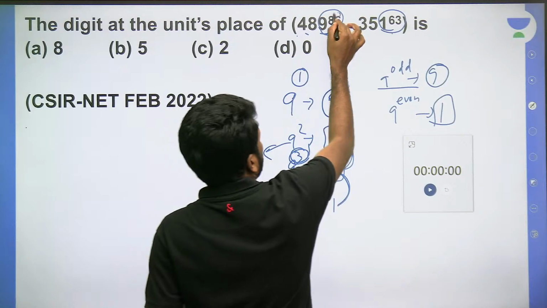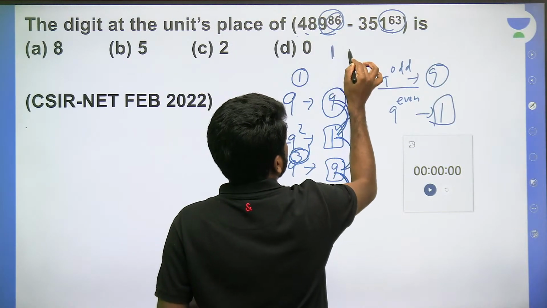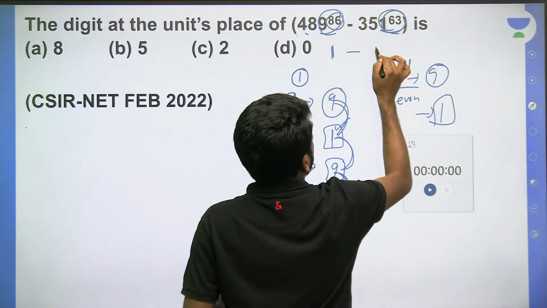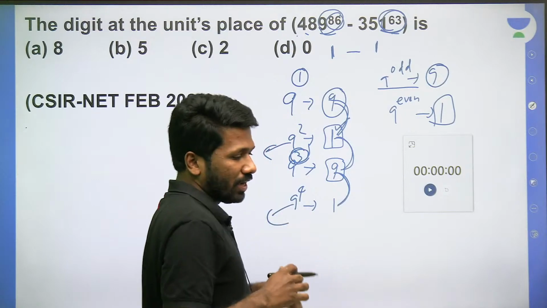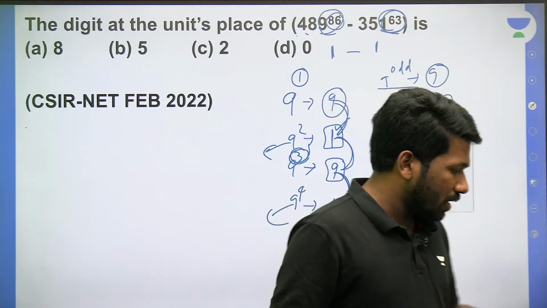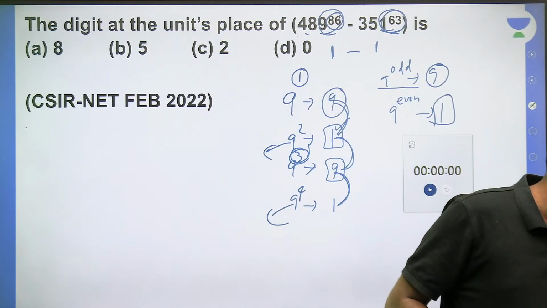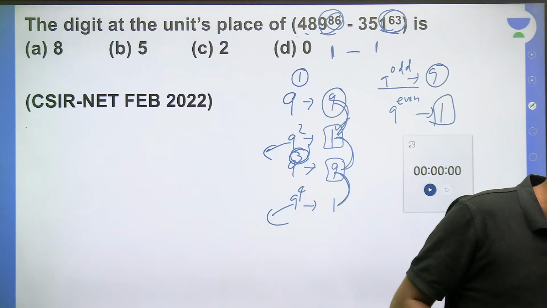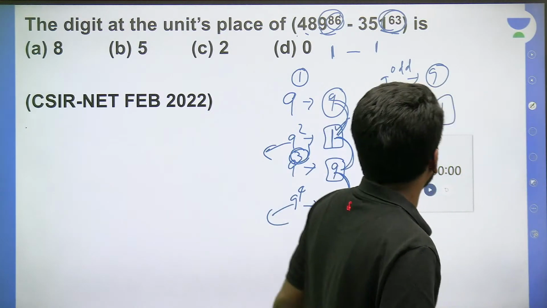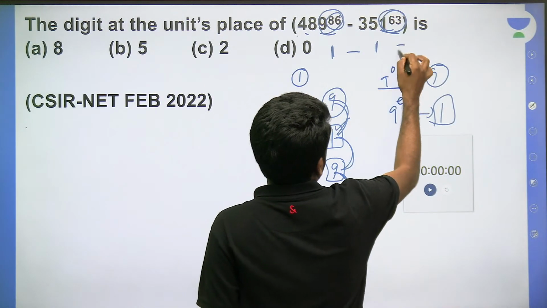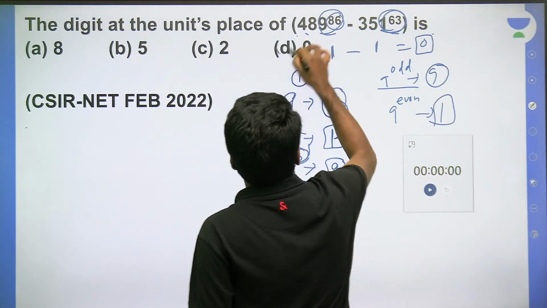Now 86 is an even power, so 1 will be the last digit. Similarly, 1 raised to any power, its last digit will remain 1. A 1-ending number, whichever power you take, will have 1 as the last digit. Is that clear? That means a 1-ending number minus a 1-ending number is a 0-ending number. So 0 is the answer.